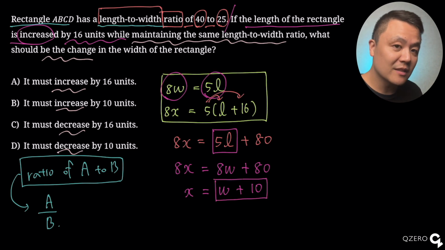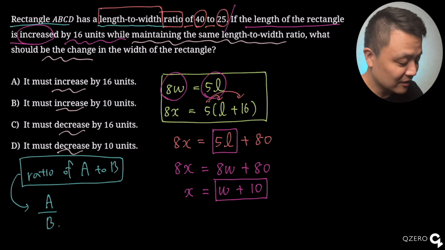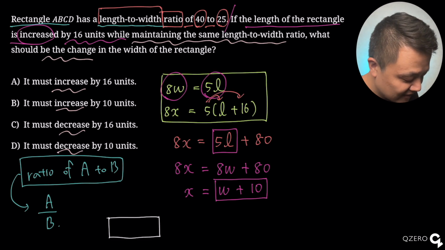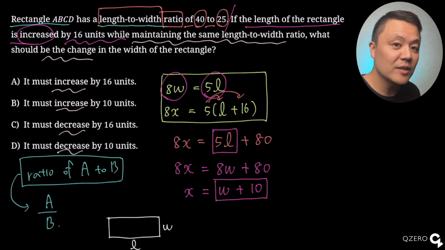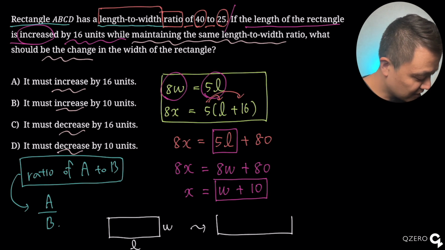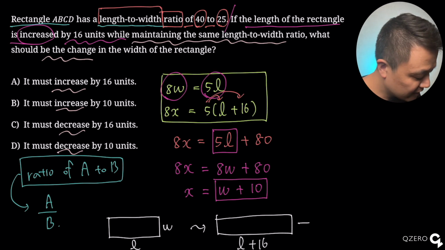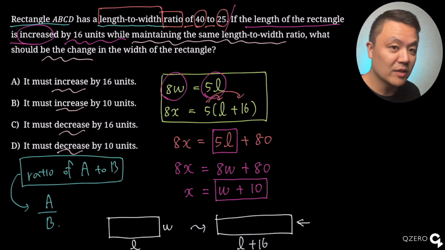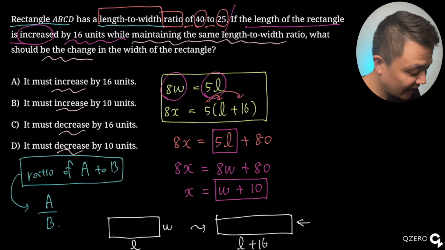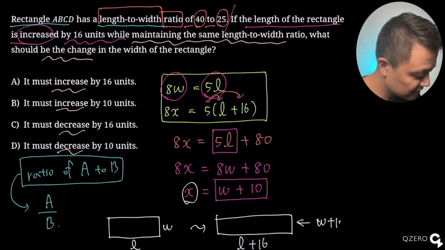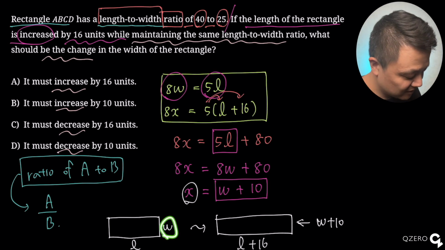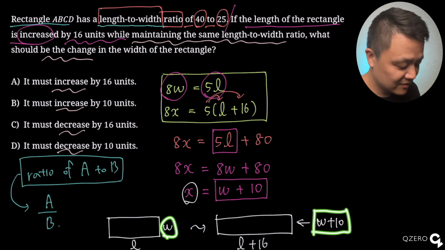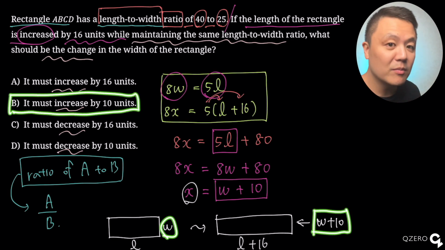What does x represent? The width value of the second rectangle. Remember that the original rectangle has L as its length and W as its width. Now the second rectangle has L plus 16 as its length and the unknown width, which we just set as x. So now W plus 10 is representing the width of the second rectangle. So the width got increased by 10 units. That will make answer choice B the correct one.